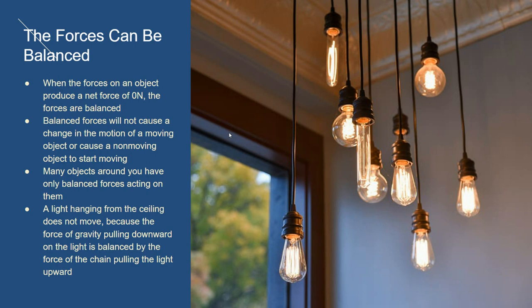So a lot of objects around you right now have balanced forces acting on them. I chose this picture here because these lights are hanging from the ceiling and they are at a beautiful balance right there. Okay. Because the light hanging from the ceiling does not move. It's there. It's really good. It's good because I don't want it to fall on us all the time. Because the force of gravity is pulling the light down, but the force of the chain that is attached to the ceiling is pulling it up. Okay. So this is a balanced force. Gravity's pulling it down. The cord is holding it up.